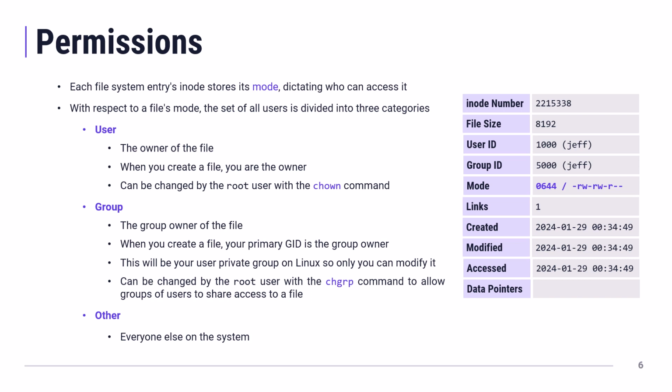So we have user, and then we have group. When you create a file, your file by default is group owned by your primary group. And in the case of Linux, it is your user private group. Once again, root can change the group owner of a file, but you have to be root. They can use the chgrp command, but you can't do it yourself. So we have user and group, and then we have other. Other is just everybody else on the system.